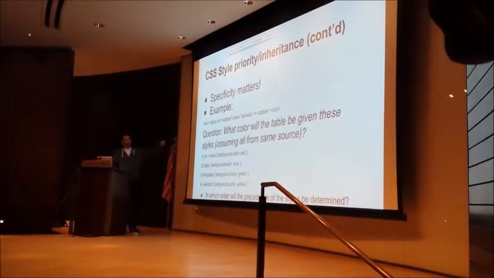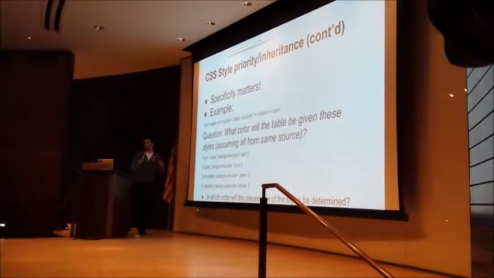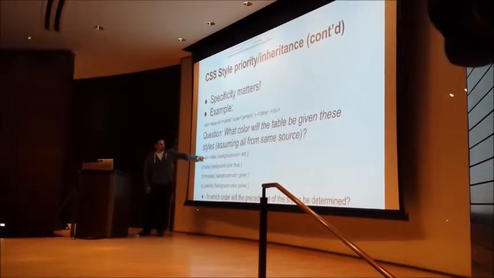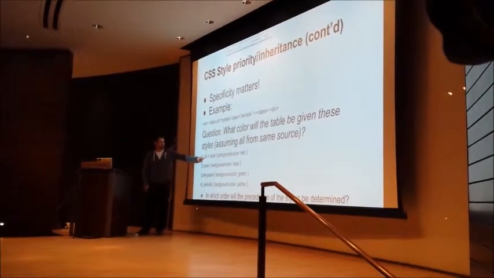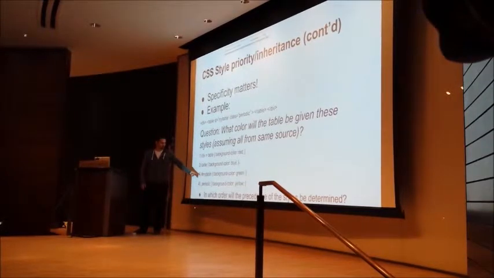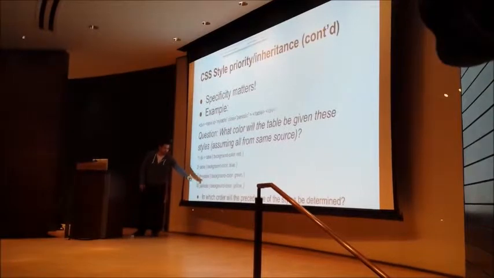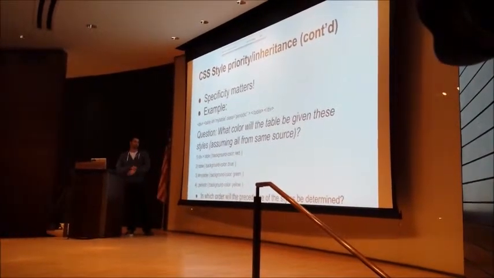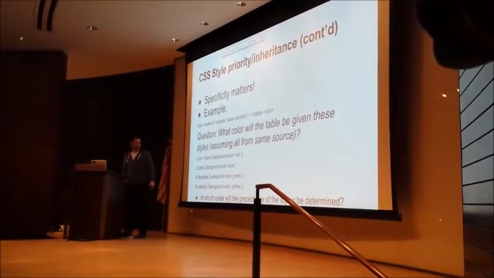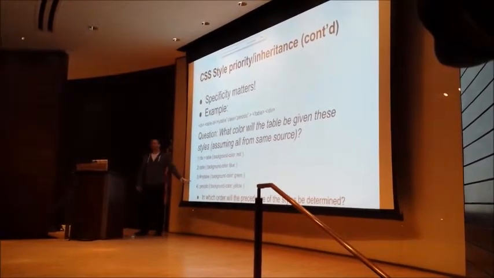Here's that element again. So my question is, what color will the table be given these styles, assuming they're all from the same source? So they're all from an external file or something. So we have this where we say table that is a child of div. Maybe the background color is red. If it's a table, it's blue. If you reference it by the ID, then it's green. And if you reference it by class, then it would be yellow. So what color would the table be? Maybe I should do this other one that says, in which order will the precedence of the file styles be determined? So which one has the highest priority out of these 4?